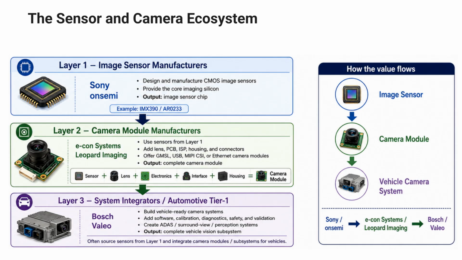Layer 2 includes camera module manufacturers such as e-con Systems and Leopard Imaging. They use sensors from Layer 1 and add the lens, electronics, ISP, interface, connectors, and housing to create a complete camera module.